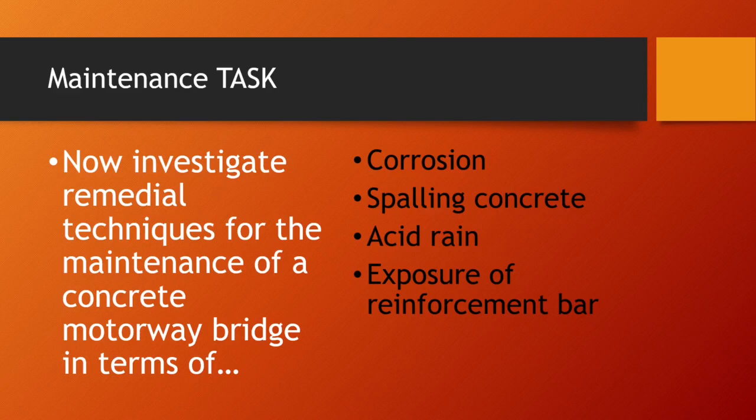So the last thing I want you to do is investigate remedial techniques for the maintenance of a concrete motorway bridge. And in doing that, I want you to look at these aspects on the right. So corrosion. What type of techniques can we use to reverse corrosion or protect the bridge against corrosion? What kind of techniques are available? Spalling concrete, what would we do there? How can we manage acid rain on a bridge? And what about the exposure of that reinforcement bar? As we've seen pictures of that where we have the spalling and delamination.